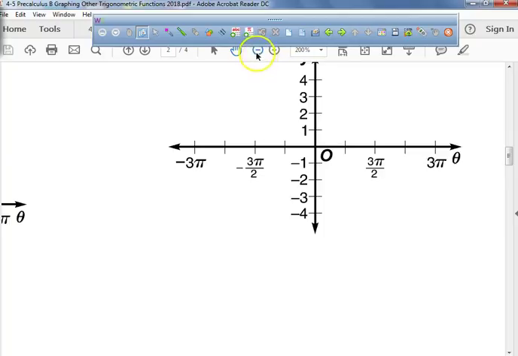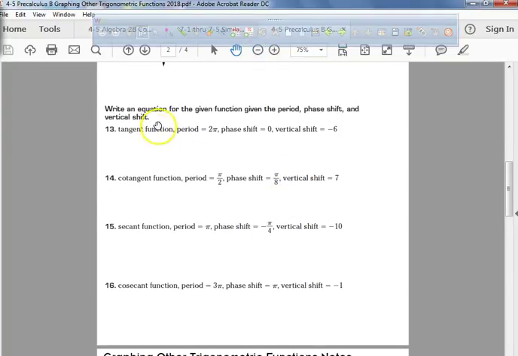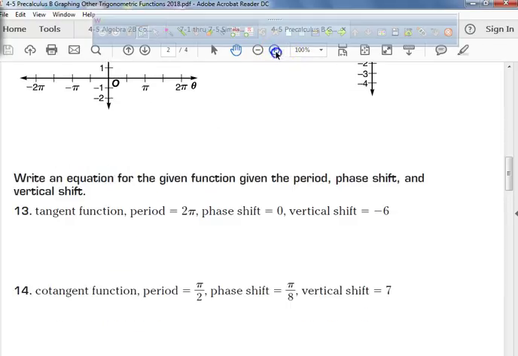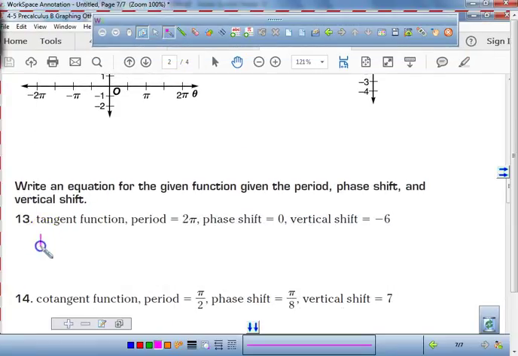All right, we're about to do the final example right now. Okay, I'm going to zoom out real quick. We have 13, 14, 15, and 16. All right, 13 and 14 are dealing with tangent and cotangent. 15 and 16, secant and cosecant. There are different periods for different functions. So right now, I'm just going to let you guys know, I'm giving you a hint.